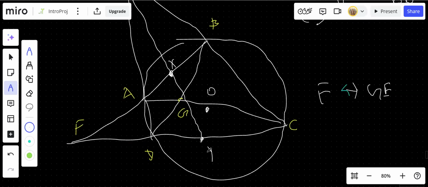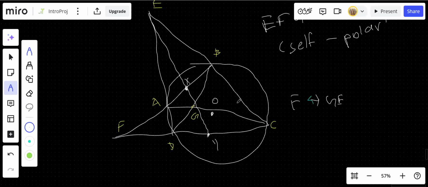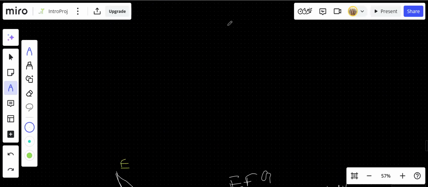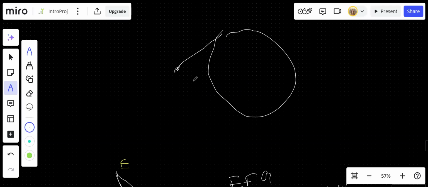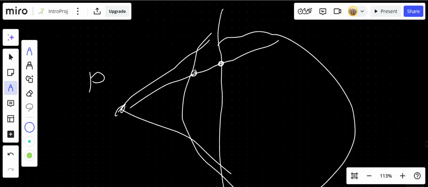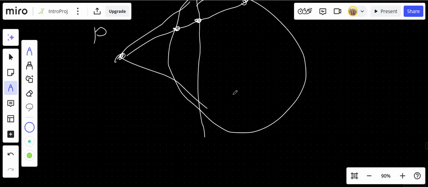Oh, now I see. Wait, one second. What I didn't do maybe is specifically mention this. I actually did, I think. If this is a point P and this is the polar of P, then this and this are harmonic. I did say that. Harmonic. Yeah. Okay, cool.